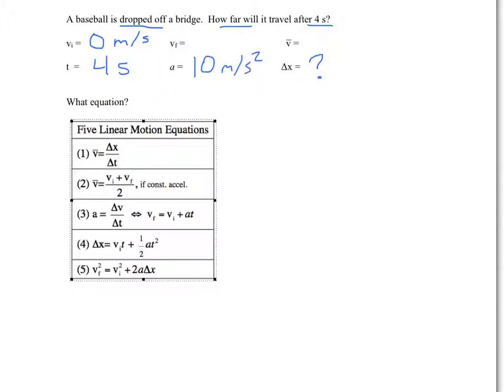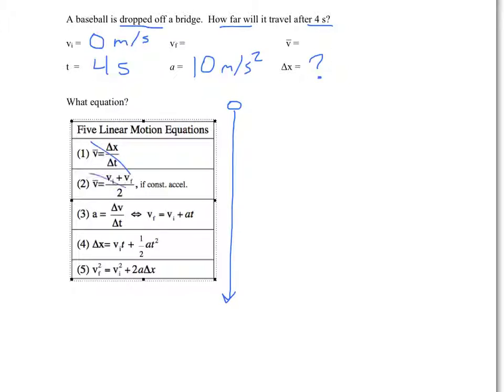And the reason I'm choosing this to be positive is because something is being dropped. It is going only in one direction. So if something is only going in one direction, it's much easier to keep all our numbers positive. So that's the simple explanation for that. So we're looking for delta x, so we're going to go through our equations and find the one that has delta x and these other variables.